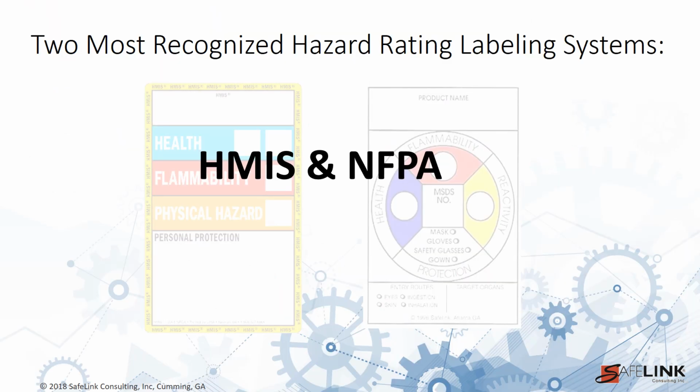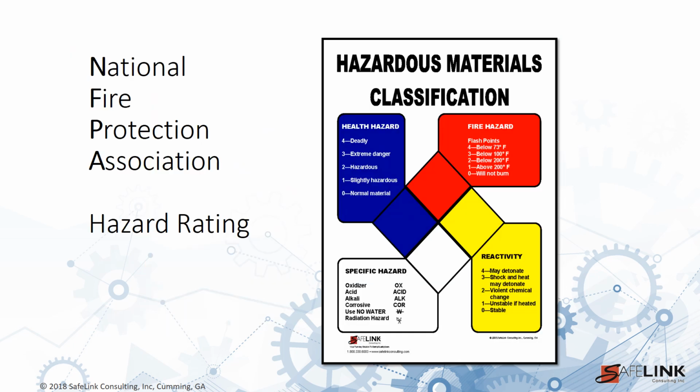Over the years, many companies have relied on the National Fire Protection Association and the Hazardous Material Identification System to set voluntary standards for hazardous chemical labeling. The NFPA system and the HMIS system use a number rating system of 0 to 4 to indicate the severity of the hazard. The hazards are health, fire, and reactivity. The lower the number, such as 0, the less severe the hazard. This chart indicates these types of hazards and the numbering system.